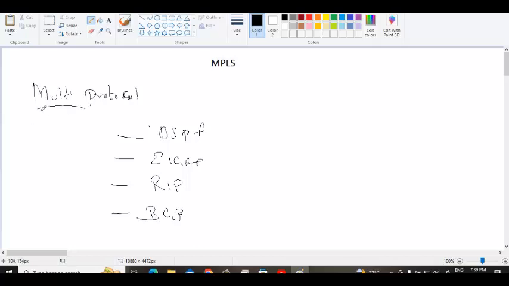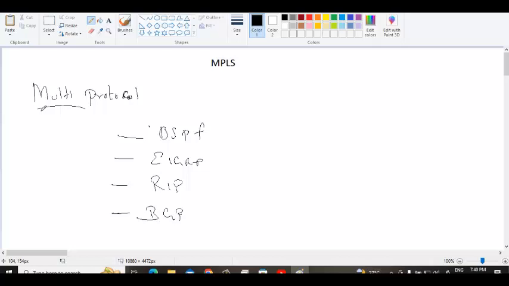Whatever the layer 2 technology you may have, Ethernet, or something else like PPP or HDLC, this protocol can work. Not only with multiple routing protocols, it can also work with multiple layer 2 protocols. That's why the name multi-protocol is given. And you see, label switching.